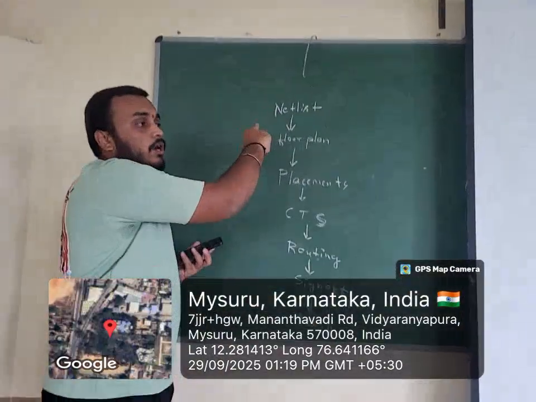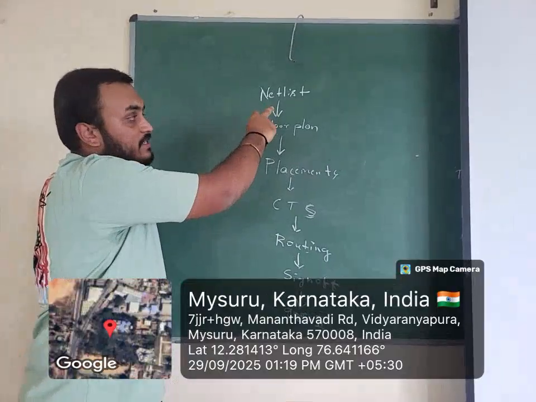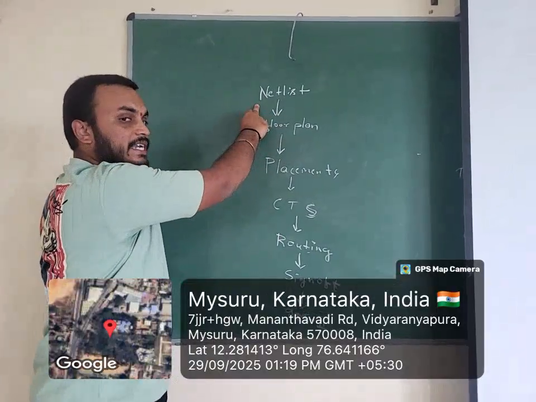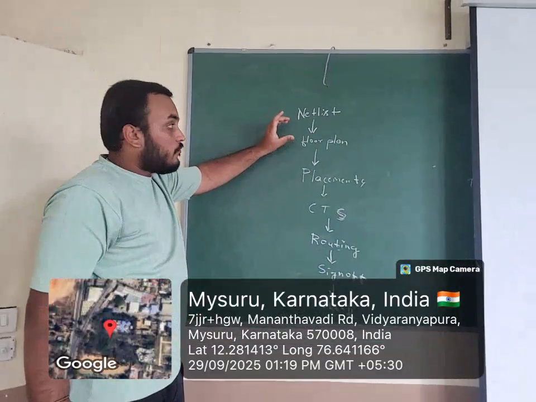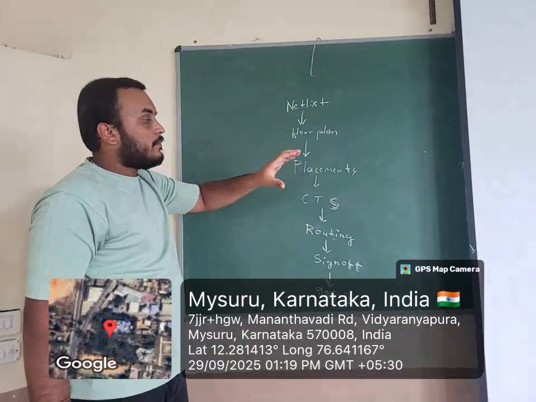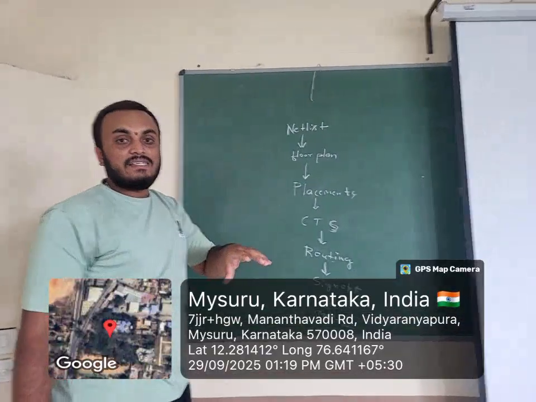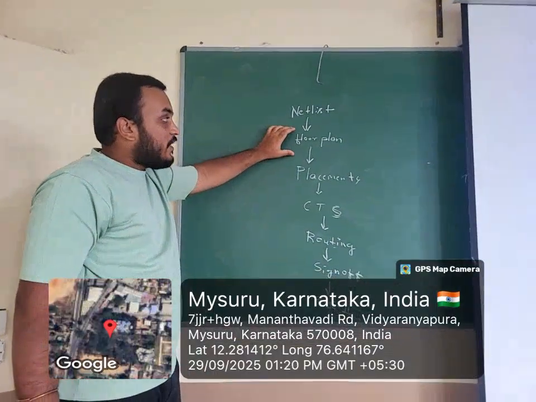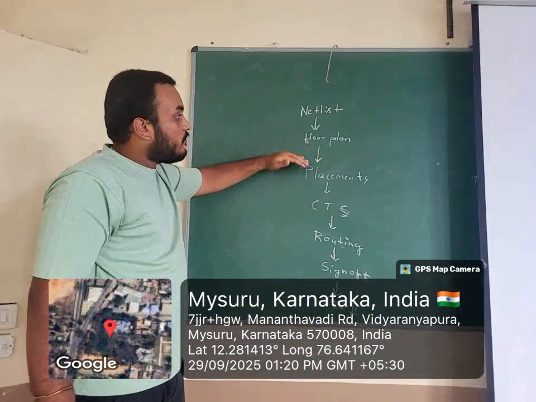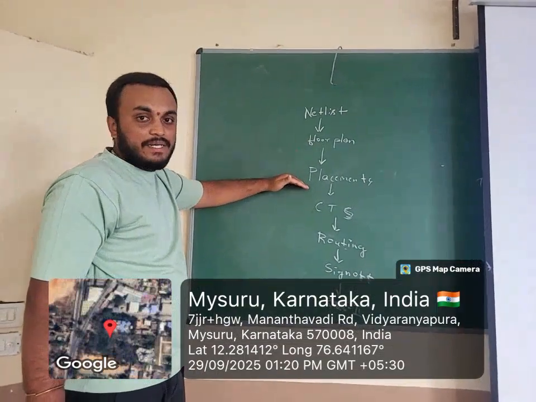Netlist is the output of the synthesis. First we get the netlist as the output. Next, after getting the netlist, we move to the floor plan, where we plan for some metals or resistors or transistors. What size of floor plan is required for the components. After floor planning, we move to the placement.